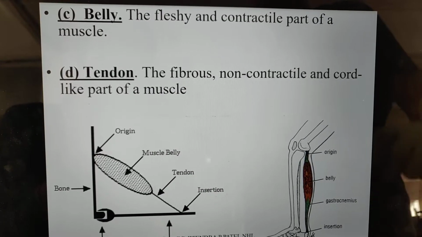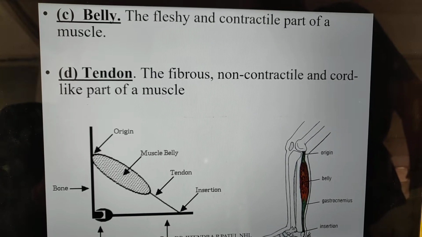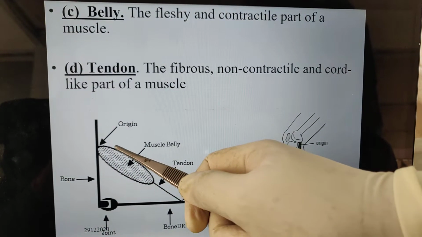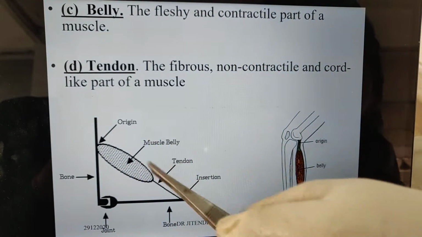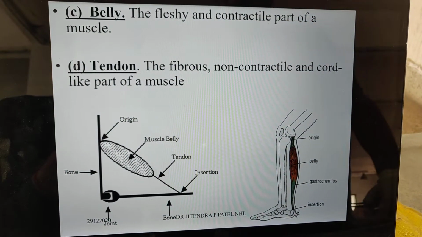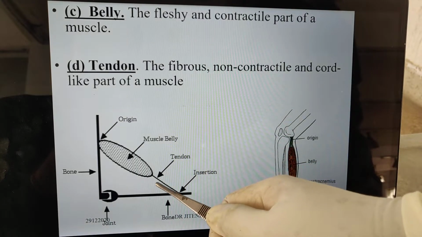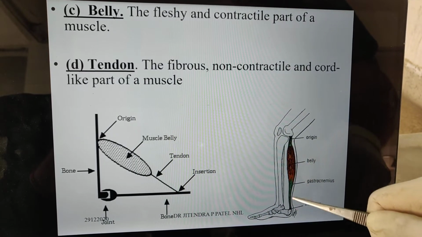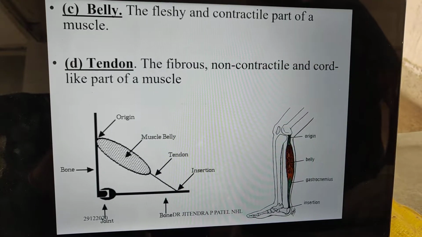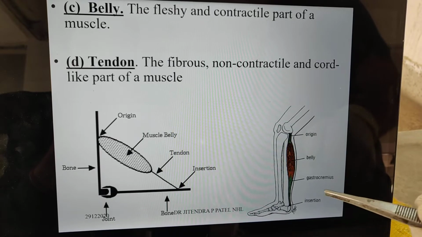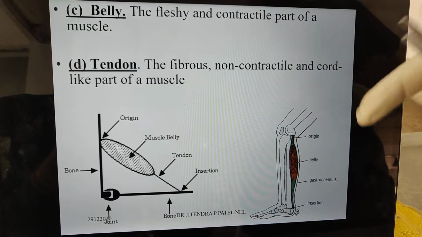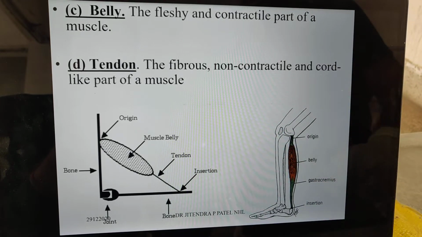Belly is the fleshy and contractile part of the muscle. Here you can see the part of the muscle which is bulky, and it is the contractile part which shortens the muscle; it is called the belly. The tendon, here in green, is the tendon of the gastrocnemius. The tendon is the fibrous, non-contractile part of the muscle, and it does not decrease in length, which is why it is called the tendon.